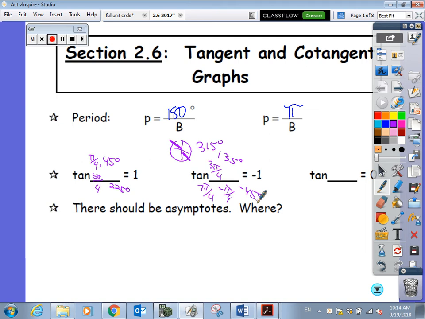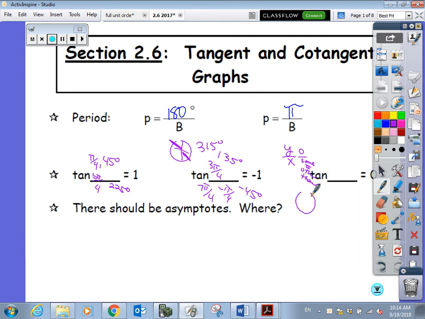Tangent of 0. Remember, we are y over x. So wherever we have 0 over some number other than 0, the only place that happens is quadrantals. In the quadrant, there's not a 0 anywhere. It's only on a quadrantal.